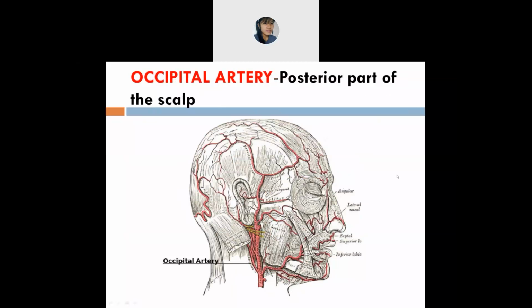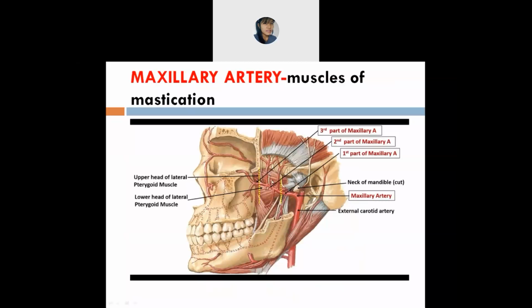Okay, next question goes to Darshana. Okay, Darshana, can you please tell me where the maxillary artery supplies? Muscles of mastication. Okay, good. So muscles of mastication. So this is the mandible. It goes and supplies the muscles of mastication, means the place where you are able to chew. It helps you in chewing.